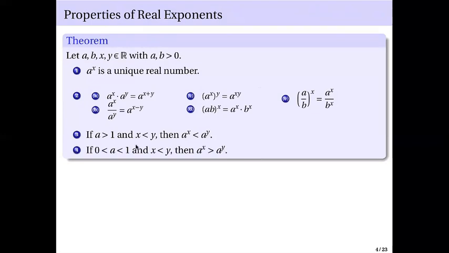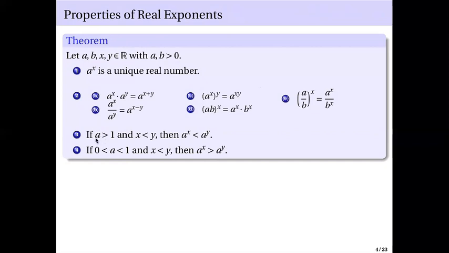On the other hand, if a is less than 1 but greater than 0, so if a is between 0 and 1, exclusive of 0 and 1, and also your x is less than y, so same condition as in number 3, this time the inequality will change. A to the x will be greater than a to the y.